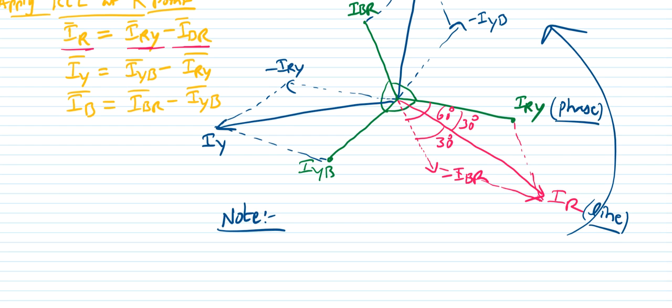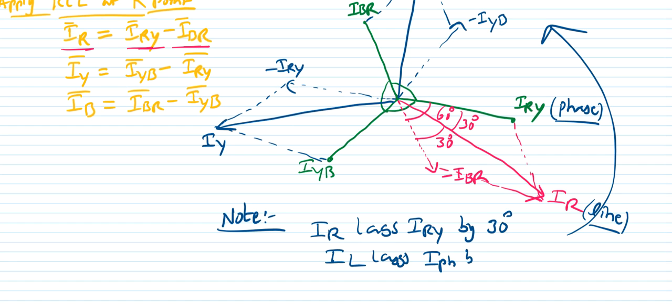Therefore what is the point we observed here? In case of this delta connection, my line current lags the phase current by 30 degrees. So this is the point I have understood here. So my line current lags the phase current by 30 degrees. This is the point I observed from this diagram. So that is what I am doing here.